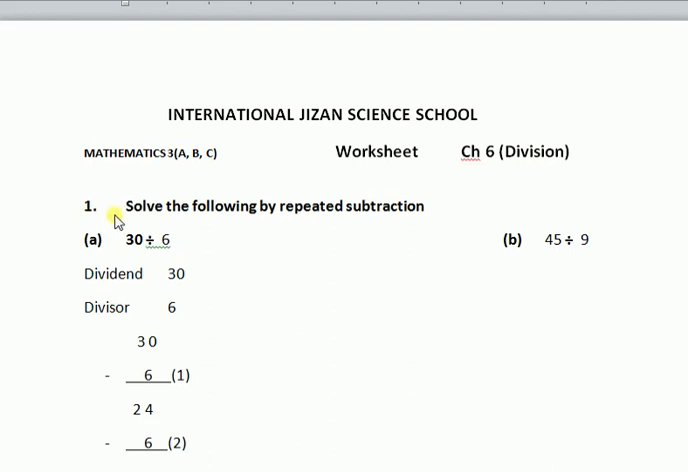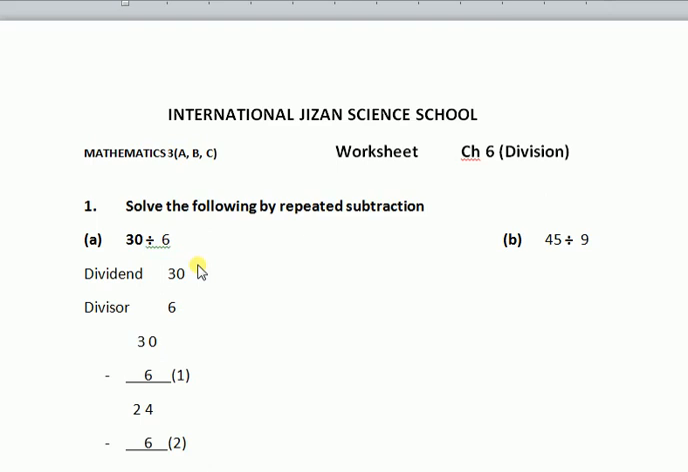Question number 1, solve the following by repeated subtraction. You have to solve it by using repeated subtraction. A, 30 divided by 6. As we know, this 30 is your dividend and this 6 is your divisor. Now we have to solve it by using repeated subtraction.